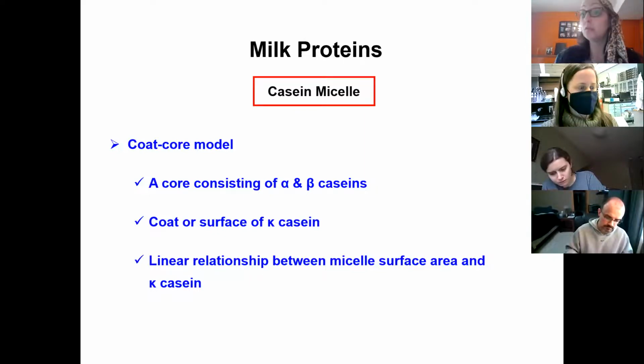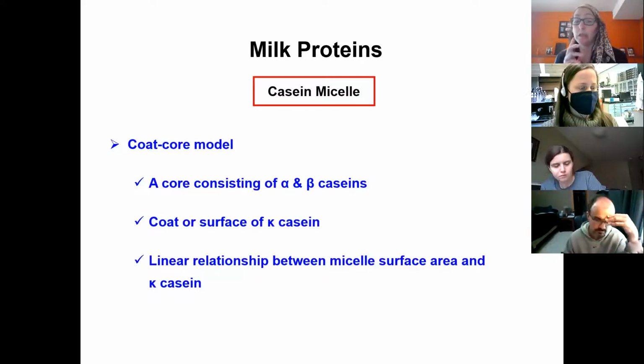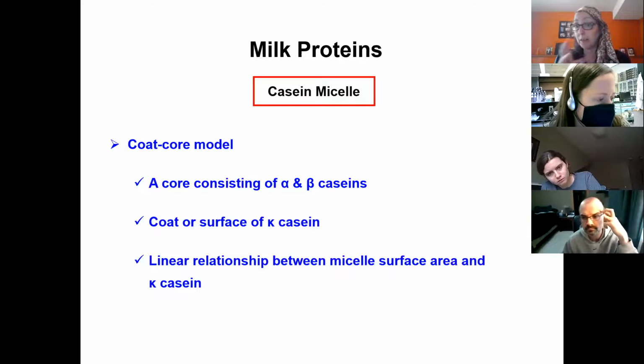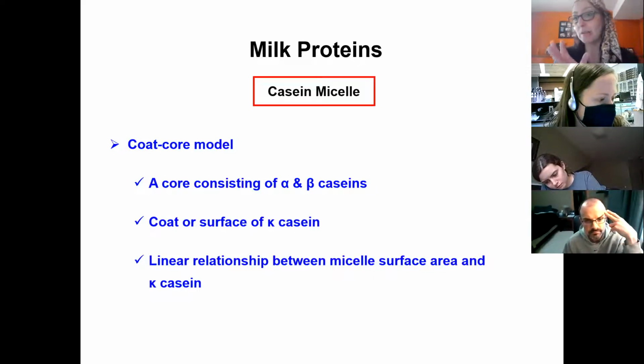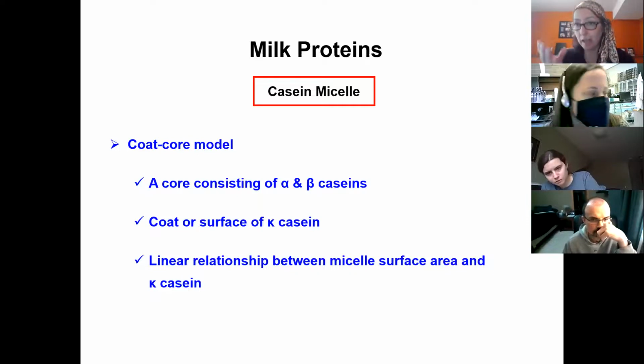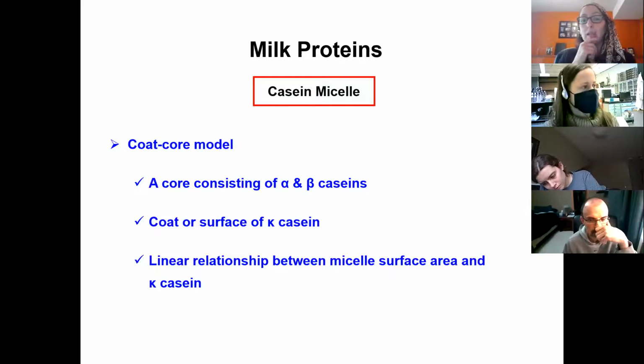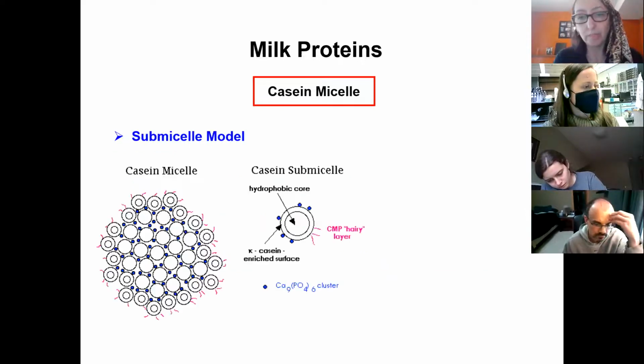And they do say, which is correct, that the relationship between the micelle surface area and the kappa casein is linear, which is still correct. But it is not correct. Apparently, afterwards, it was found that the core does not consist only of alpha and beta. There is some kappa in the core as well, and the surface is not entirely just kappa casein.